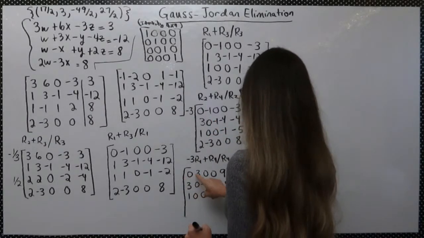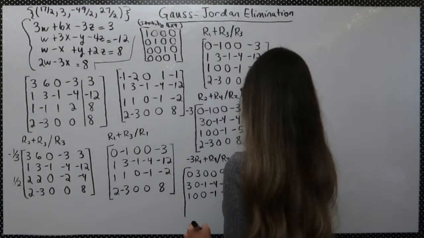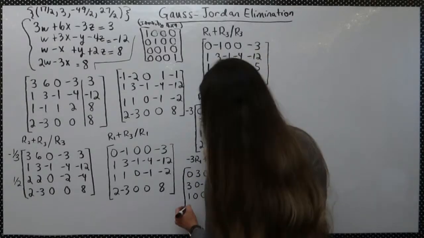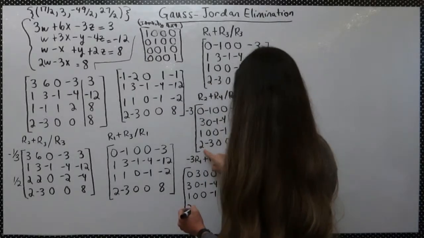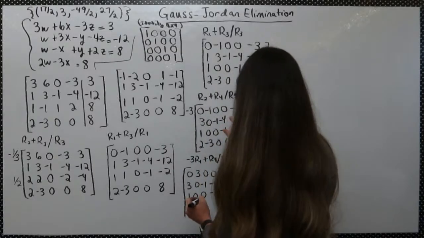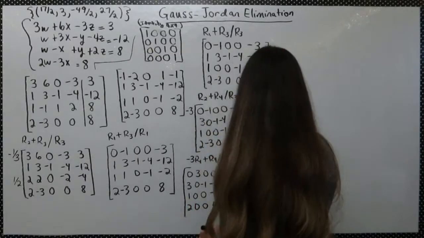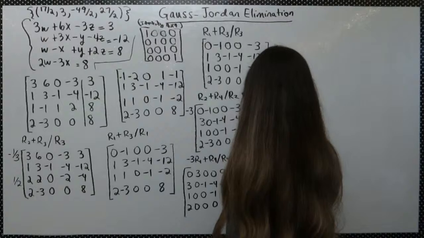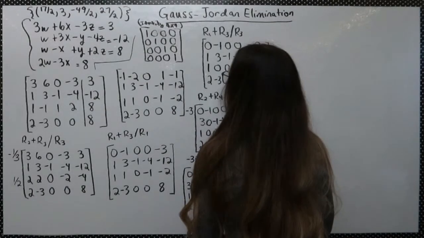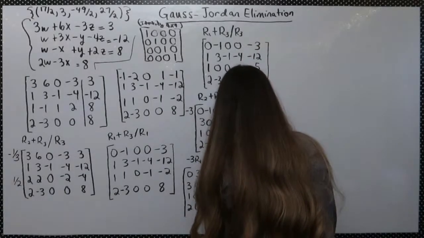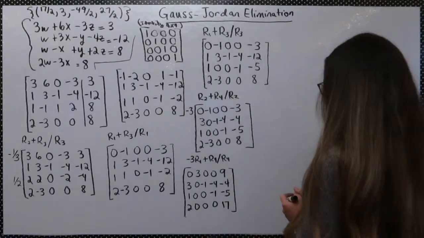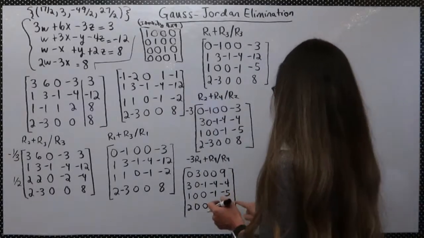All right, so I need to add this number to row 4 now. So 0 and 2 is 2. 3 and -3 is 0. And then these two are 0. And then it's 8 plus 9. 8 and 9, so that's 17. Perfect.